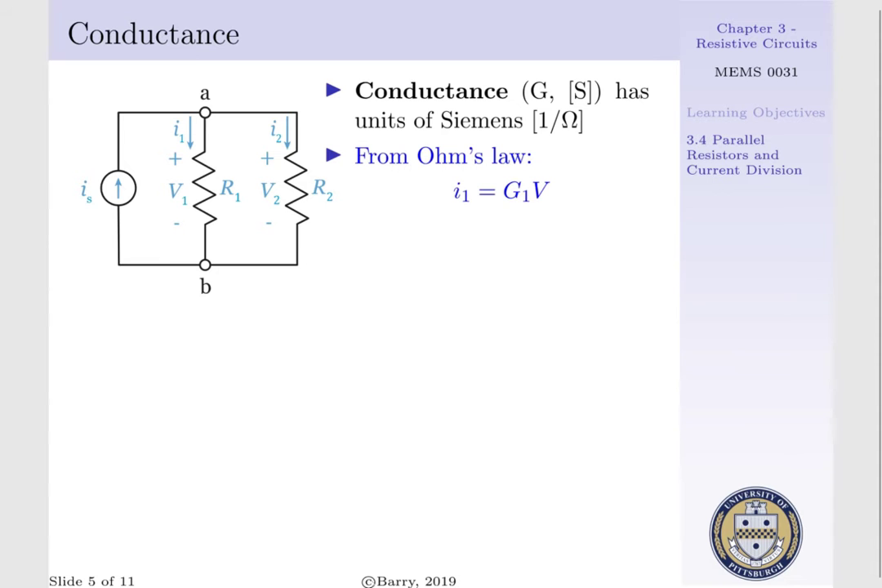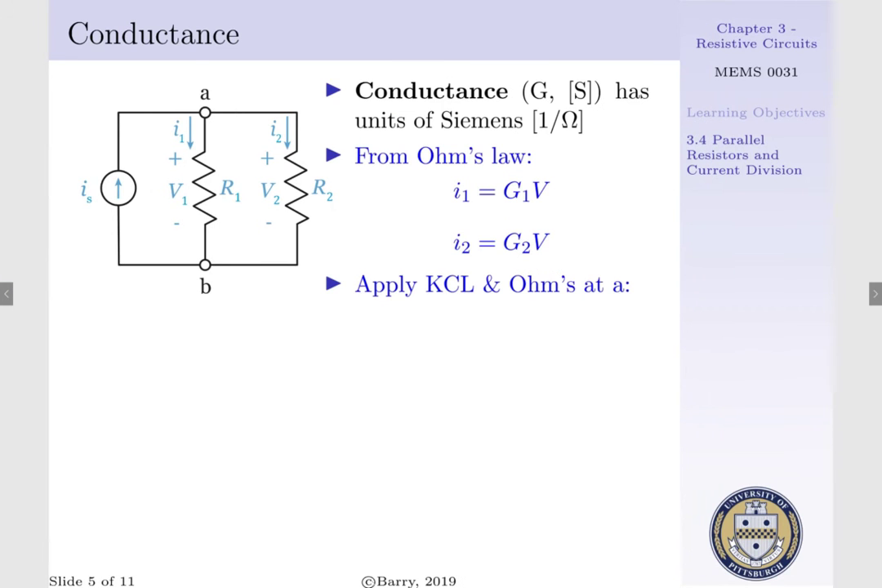That is, we can say I1, our current running through resistor 1, would be equal to the conductance of that element times the voltage potential across. For R2, our current running through our system, I2, would be equal to the conductance of that particular element times the voltage potential across. Now this has an interesting consequence.